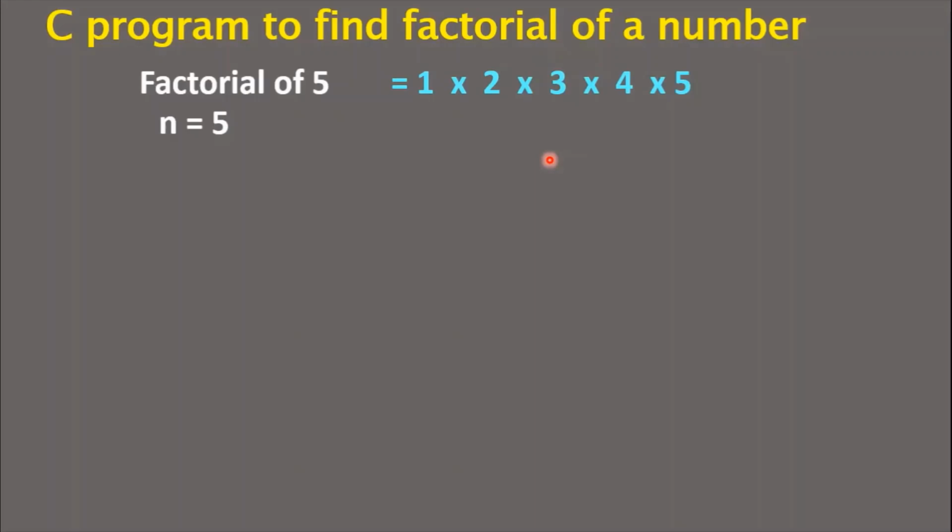In other words, instead of multiplying 1 by 2 in the first step, we will multiply 1 with the first number in the first step. So 1 is multiplied with the first number, that is 1, and the result is 1. So the answer of the first step is 1. In the second step, this 1 is multiplied with the second number. So 1 into 2 is 2.